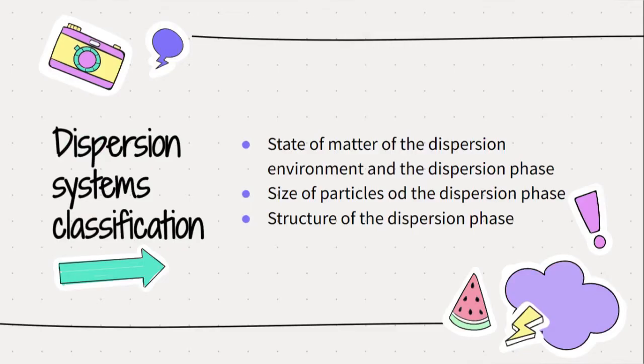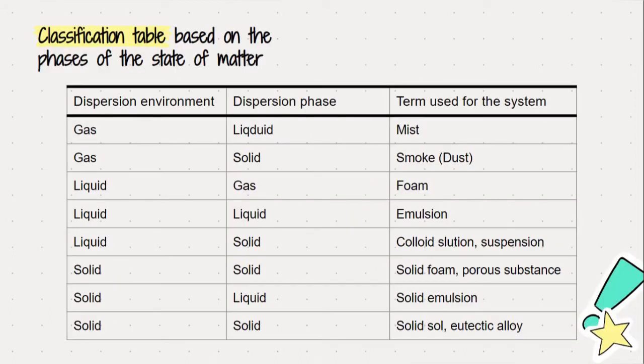A dispersed phase is referred to as the dispersion ratio or dispersion phase. The phase whose continuity remains preserved is referred to as the dispersion environment. Dispersion systems may be classified using several criteria, namely, first, state of matter of the dispersion environment and the dispersion phase. Second, size of particles of the dispersion phase. And third, structure of the dispersion phase. Classification based on the phase state of matter is summarized in the following table, which can be seen on the screen.